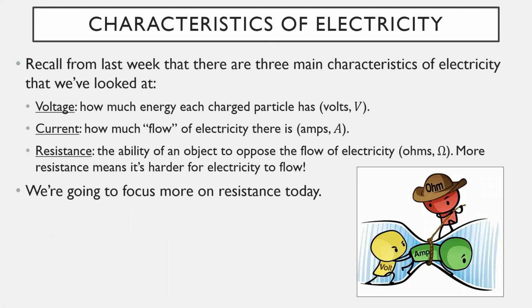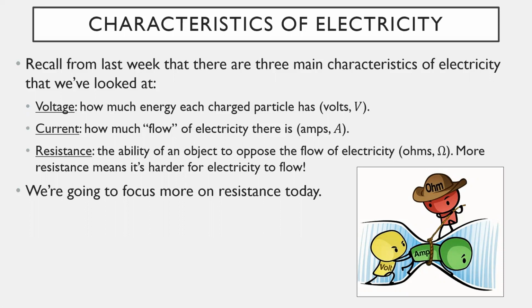All right, so recall from last week that we looked at three main characteristics of electricity. There was voltage, current, and resistance. Voltage is, of course, measured in volts. The best way of thinking about voltage is how much energy each particle has, or in other words, how much push exists within that current. Now, the current itself is measured in amps or amperes, and it's how much flow of electricity there is, so how much electricity is actually flowing through the whole system.